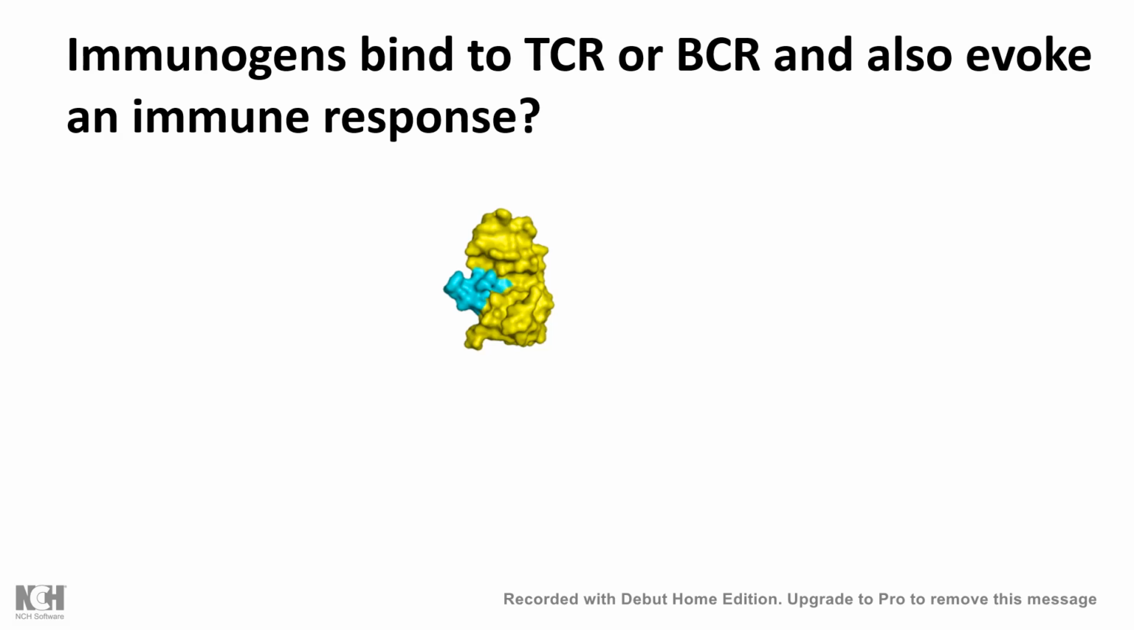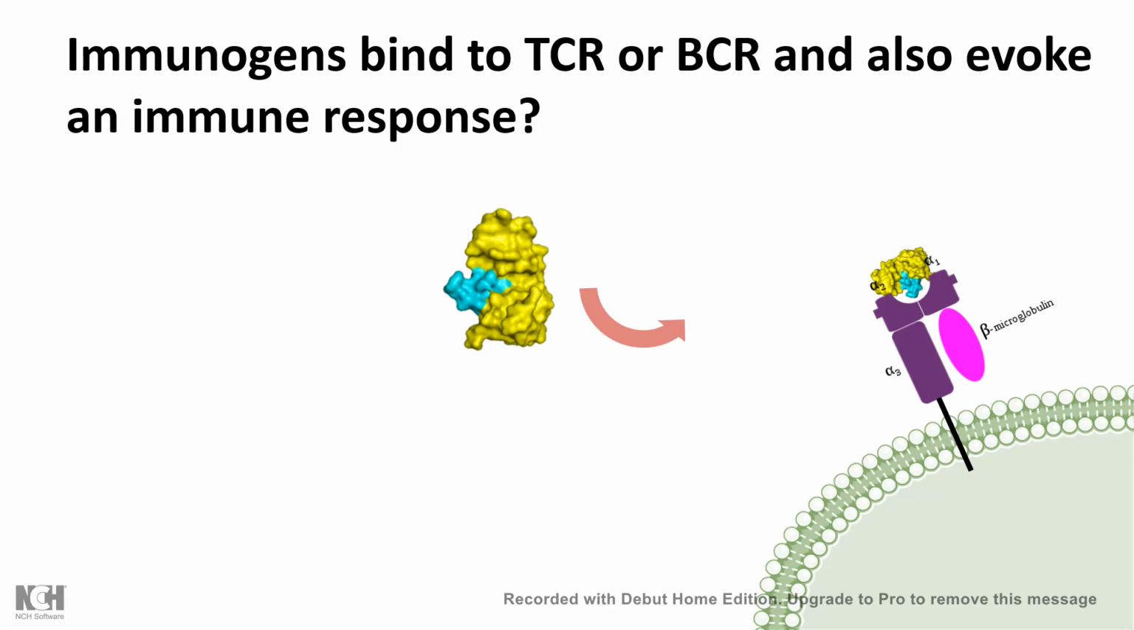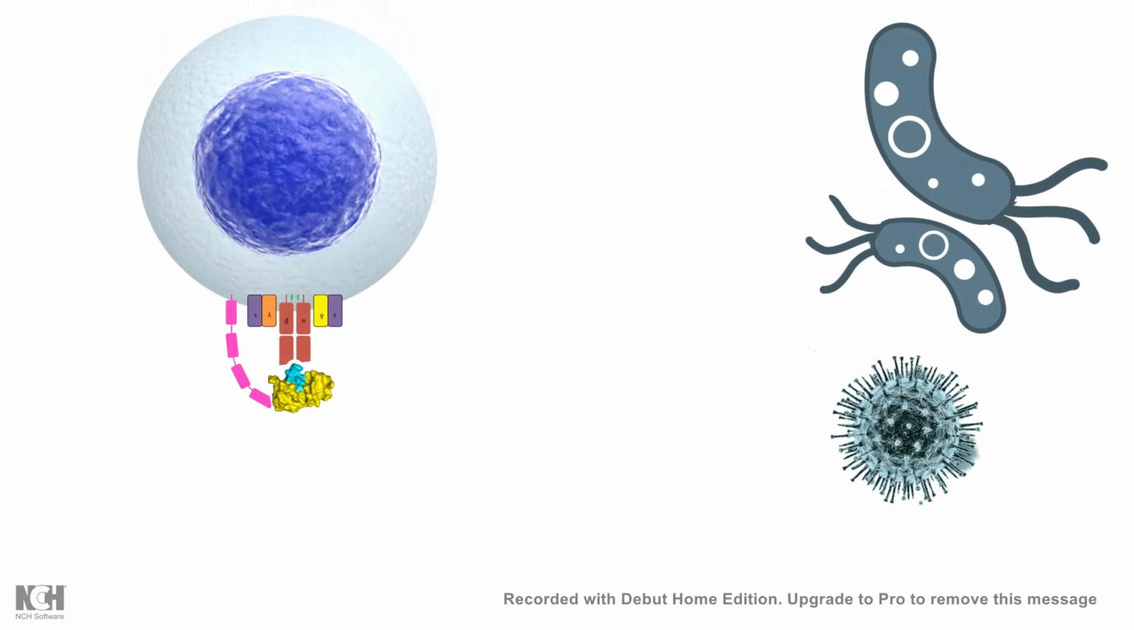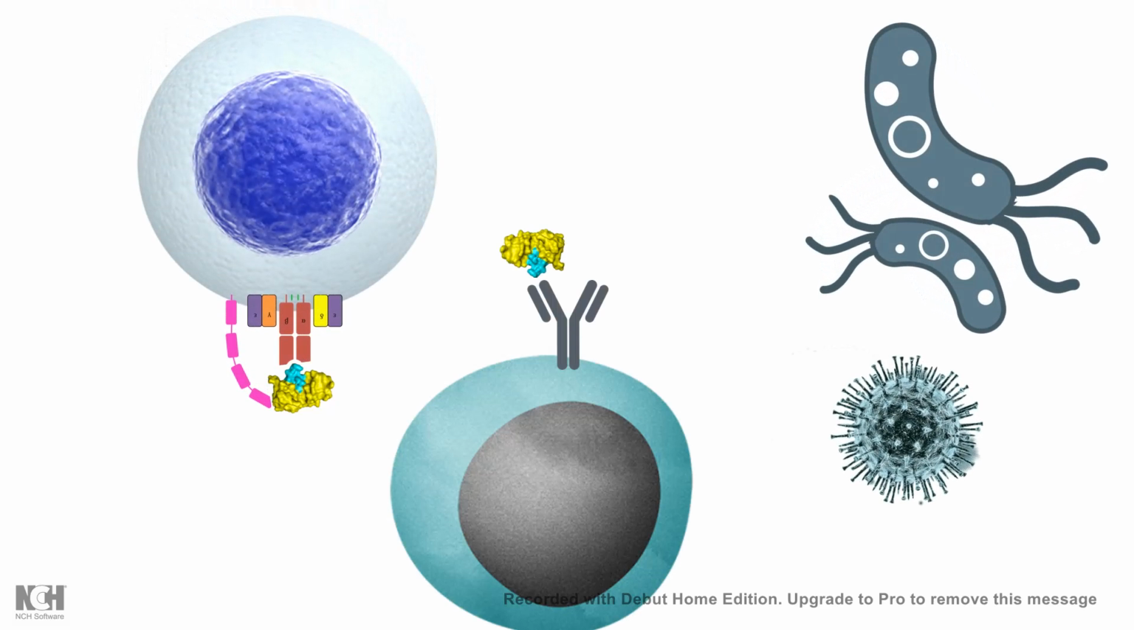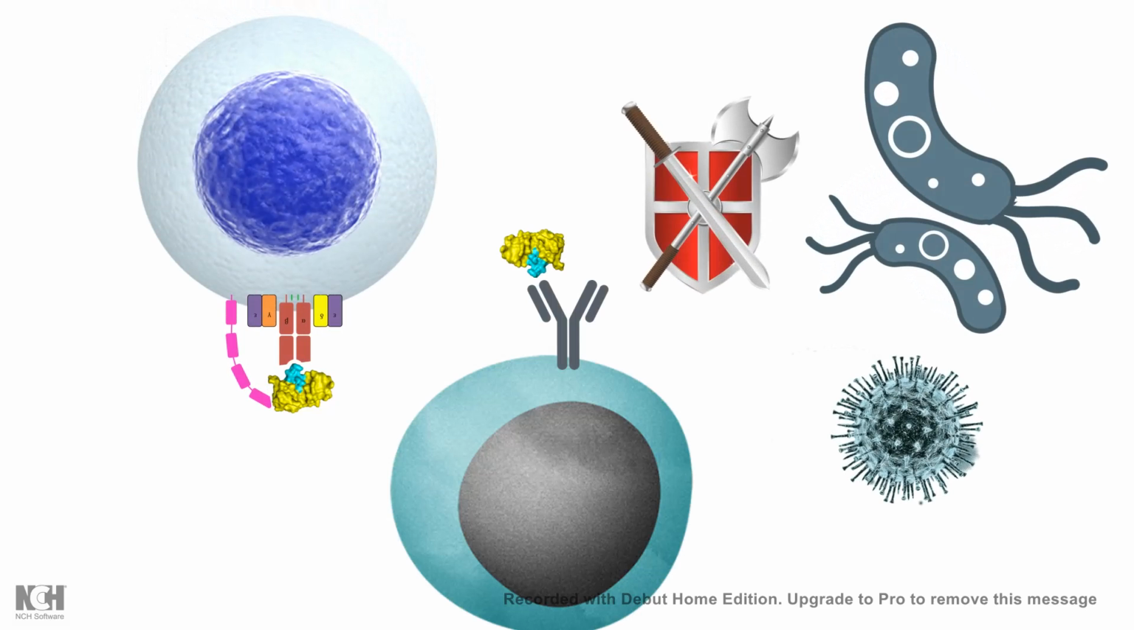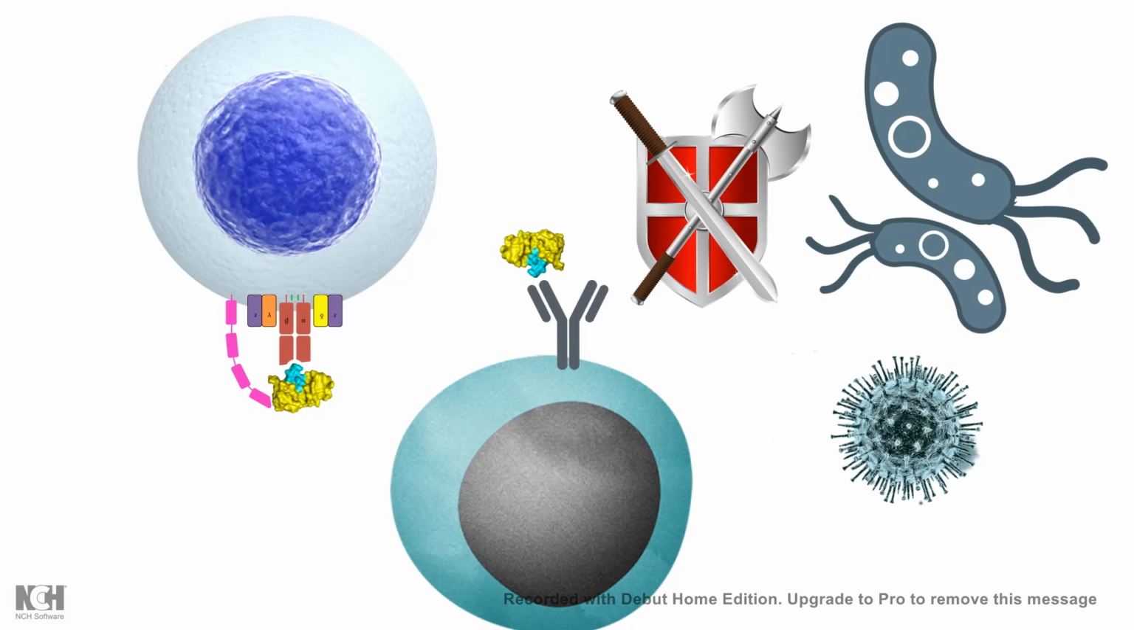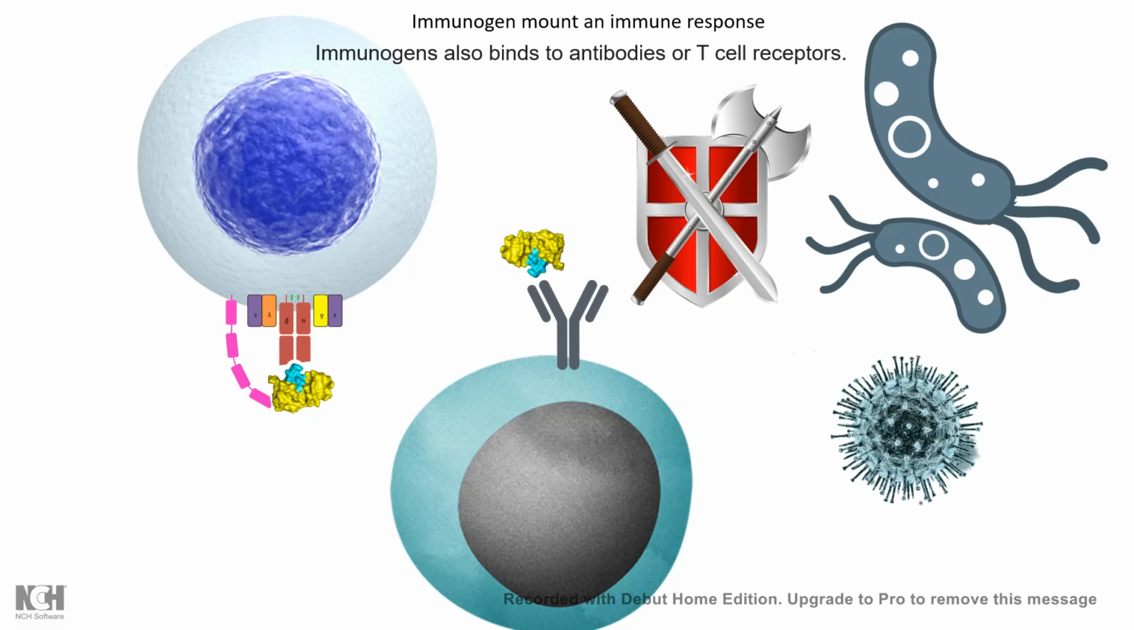Now, there is another term which is known as immunogen. An immunogen can bind to the T cell receptor or B cell receptor, and not only can it bind to the T cell and B cell receptor, it can also mount an immune response. So simply, immunogens are kinds of antigens which not only bind to the B cell and T cell receptor but also mount an immune response. That is the difference between immunogen and antigen.